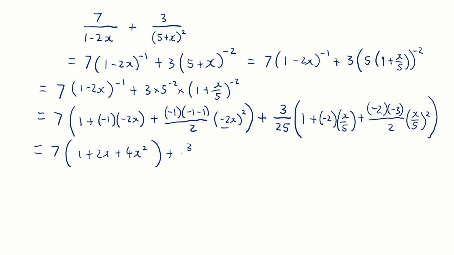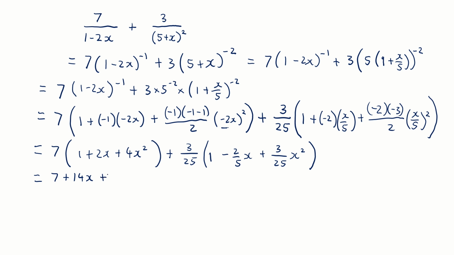And then we have 3 over 25, lots of 1 minus 2/5 x plus 3 over 25, lots of x squared. Again, x over 5 all squared, that bit on the end, becomes x squared over 25. So that combines with that n minus 1 over 2 coefficient to get 3 over 25. Okay then, that's all well and good, but therefore what we need to do is just multiply the brackets and combine everything as is relevant.